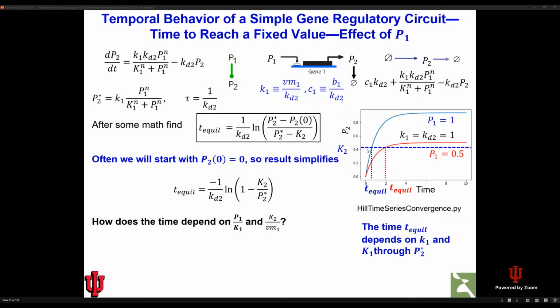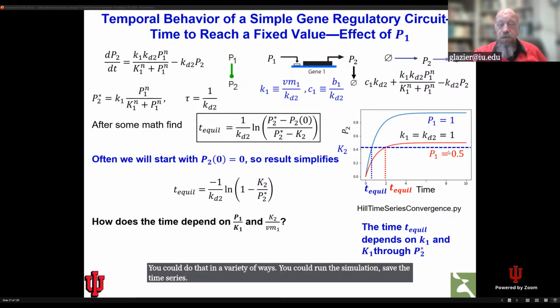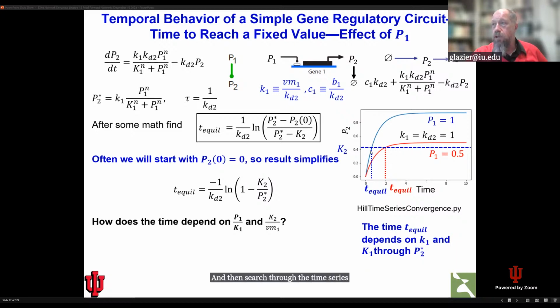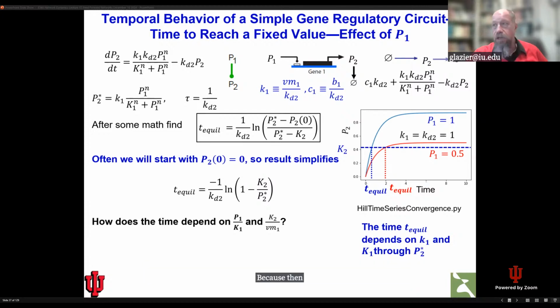So you'll run the simulation and find the time at which P2 achieves whatever your target value. You could do that in a variety of ways. You could run the simulation, save the time series, and then search through the time series for the time at which you reach the target value. Or you could run it forward and stop the simulation when it reaches the target value. Probably running it once and saving it and then finding when it reaches the target is the fastest, because then you can change the target and see what the time does.